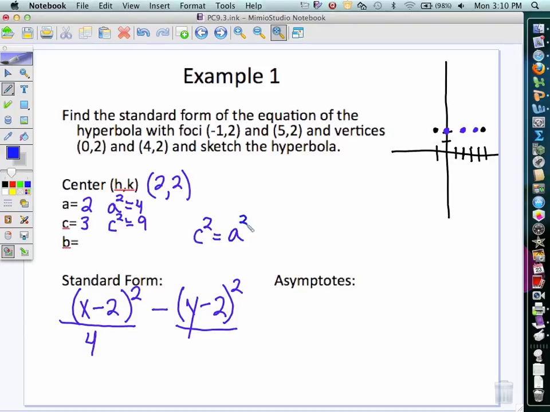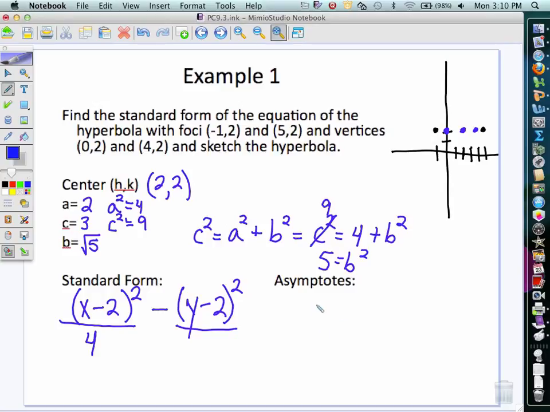So I can find my b squared because c squared equals a squared plus b squared. So here I've got c squared is equal to 4 plus b squared, and my c squared is 9. So 9 equals 4 plus b squared, or 5 equals b squared. b squared is 5, so b is the root of 5. All right, we got all of our important parts, and here's how we write our equation.